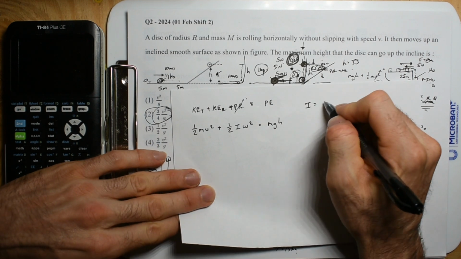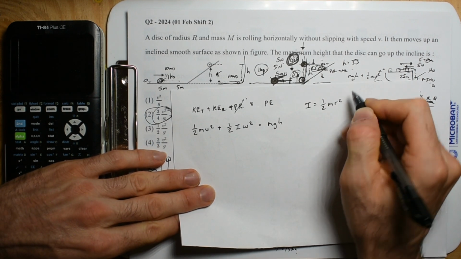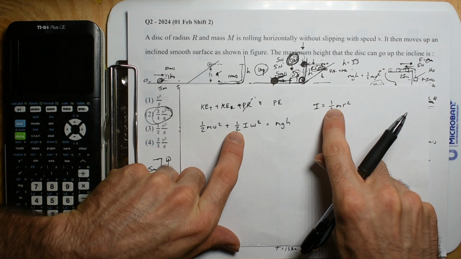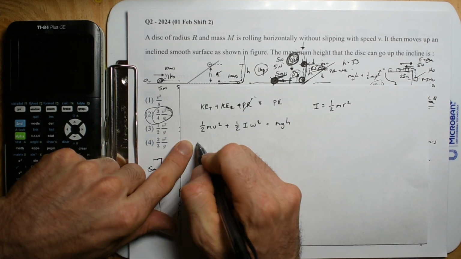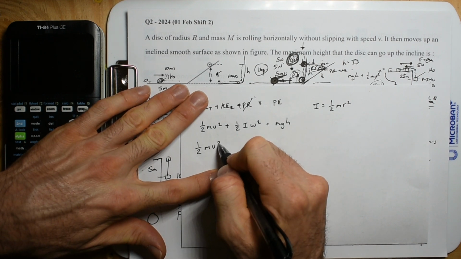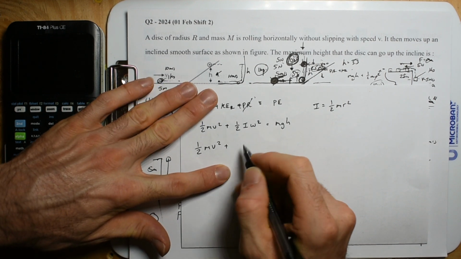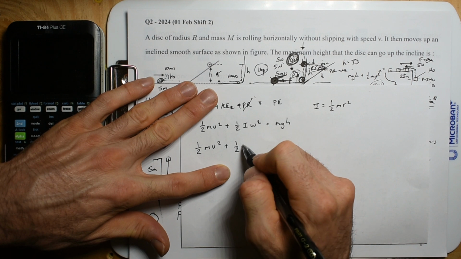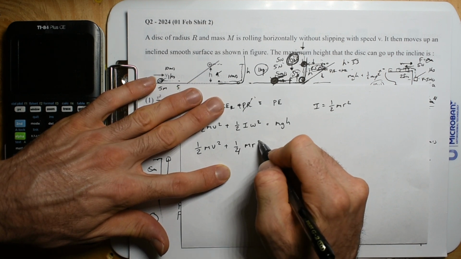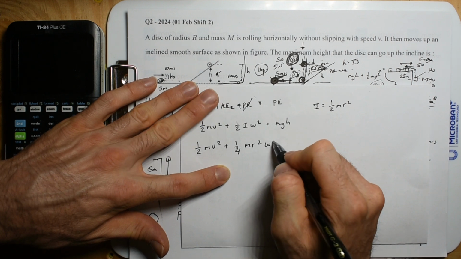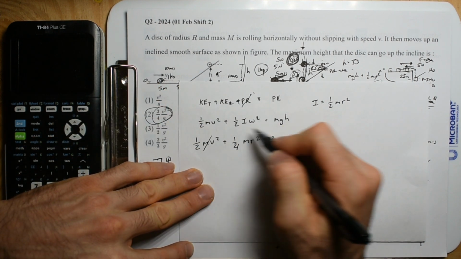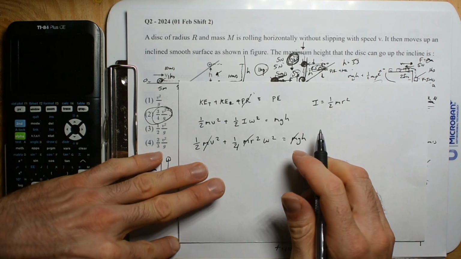Okay, so do we have anything similar? Well, sure, because I is going to be 1/2 mr squared for a disk. So let's throw that in. And these 1/2s are going to combine to 1/4. So we have 1/2 mv squared plus 1/4 mr squared omega squared is equal to mgh. Okay, so we have an m everywhere. We can cancel that.